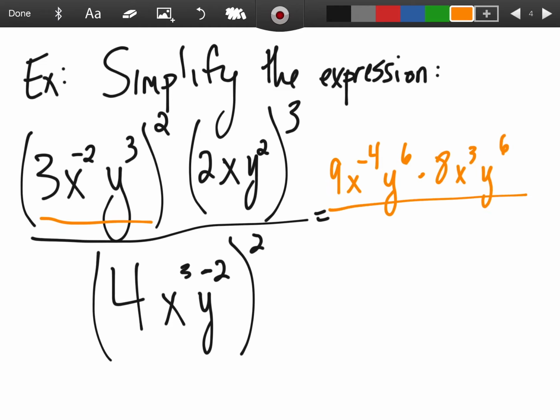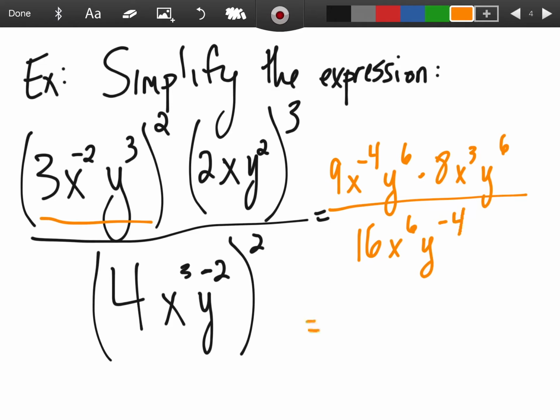Now we go down to the denominator. That'll give us 4 squared is 16 times x to the 6th, and then times y to the negative 4th. Okay, what I can do here now is bring this x to the negative 4th down to the denominator. Well, let's start with the coefficients, actually. Let's multiply 9 times 8. That's 72.